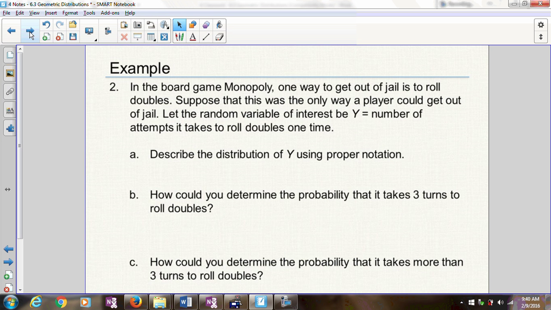If we take a look at the second problem, this has to do with a Monopoly game. One way to get out of jail is to roll doubles. Suppose that this was the only way a player could get out of jail. Let the random variable of interest be y equals the number of attempts it takes to roll doubles one time. So we want to describe the distribution of y using proper notation.